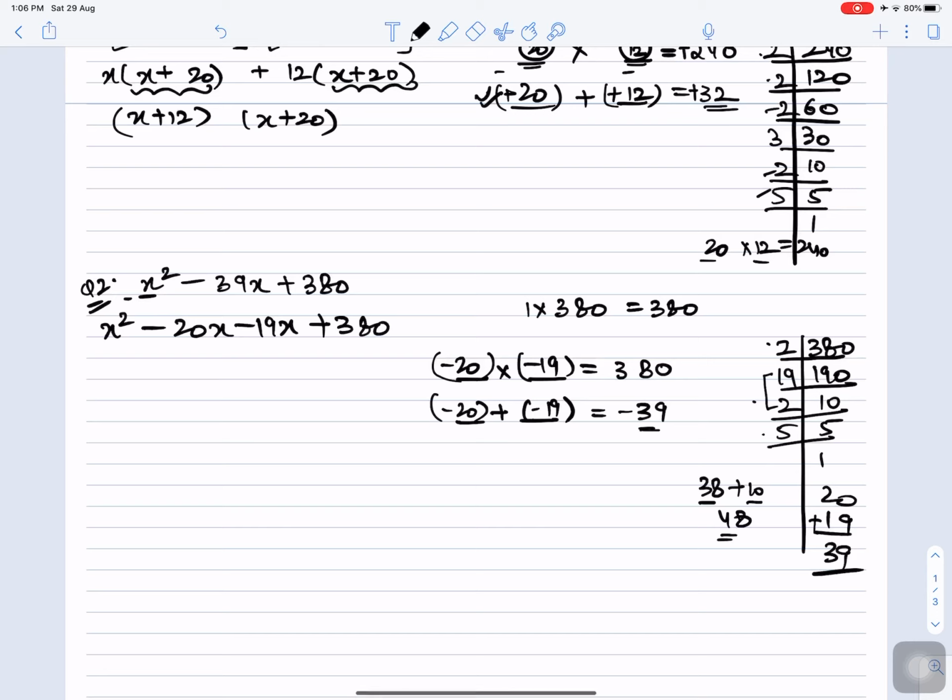Now take care of one thing. If it is minus 39x, you will take minus 39. If it is plus 39, you will take plus 39. And second thing is, when you replace minus 39 with these numbers, you are not going to apply any sign. Whatever appears in this expression, you will write the same number. And I am writing x also. Why? Because it is minus 39x. So we will write minus 20x and minus 19x.